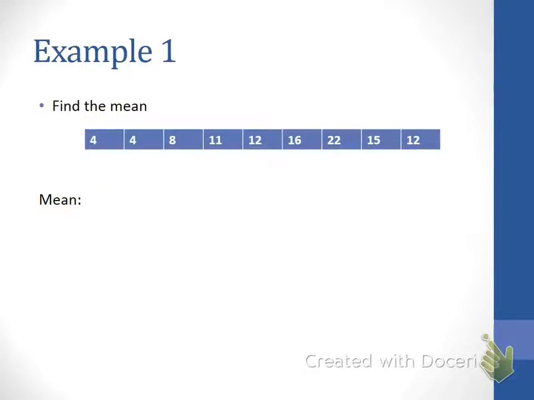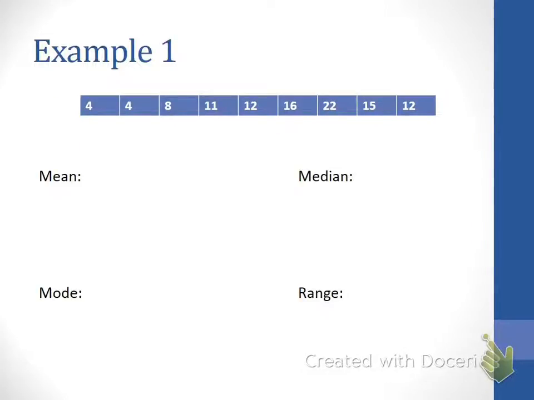Okay, so in example 1, I've got this set of numbers, and I first need to write them, what do we talk about with the median? We need to write them in order from least to greatest. So what you're going to do on your homework tonight and on your classwork in a minute is the very first thing you do is you write them in order from least to greatest. Then I want you to just wait for a second and we'll talk about the mean.